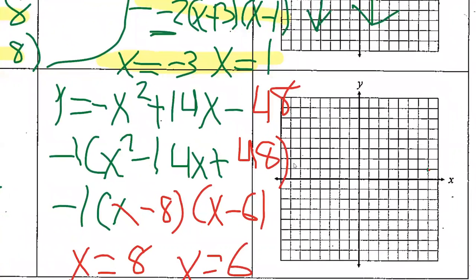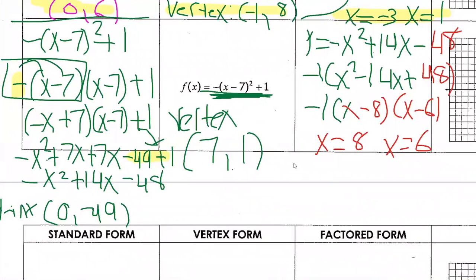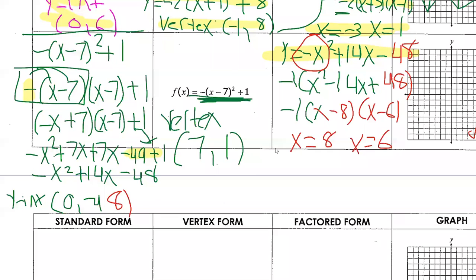So we would have 7, 1 like here. And if you remember, our y-intercept was (0, negative 48), so it would cross way down here somewhere. Let me fix that actually. Sorry, our y-intercept would have been negative 48 as well. So far so good, and tomorrow I'll give you some similar ones to try to see if you can do it.